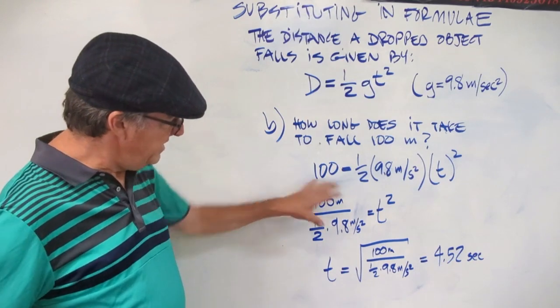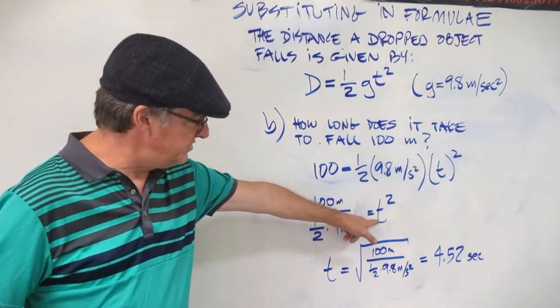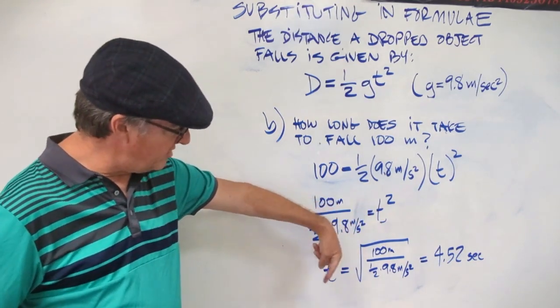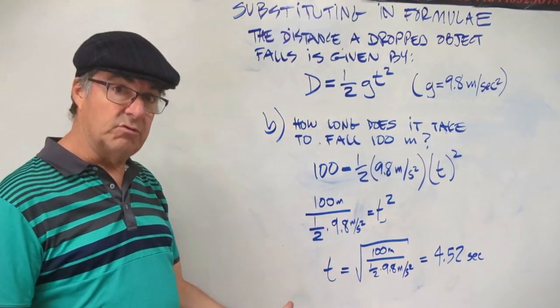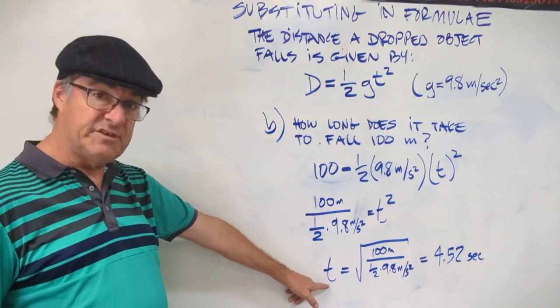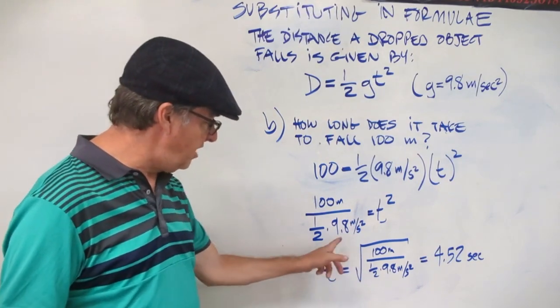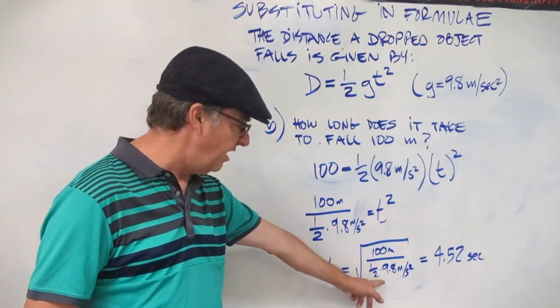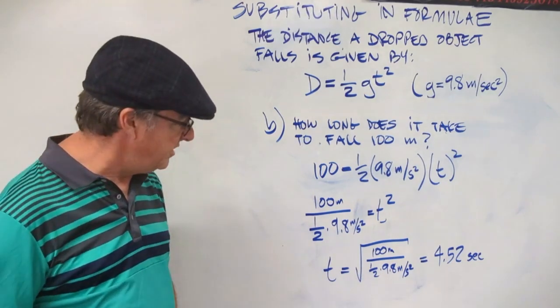Okay, so what I did is, here's my fraction that equals t squared. I brought my t over to this side, and I took the square root of both sides to get the square off the t. So now I have just plain old t equals the square root of that fraction. I just dropped it in there. And now let's talk about those units.